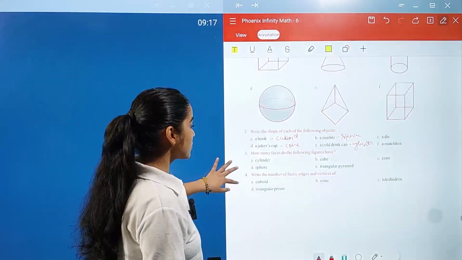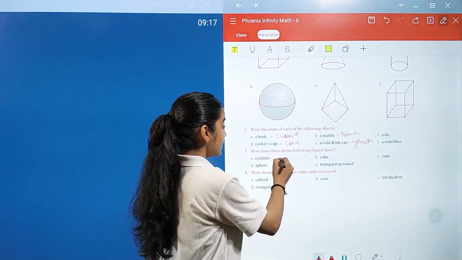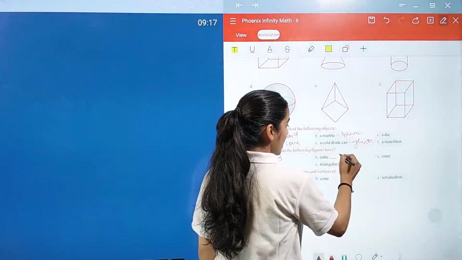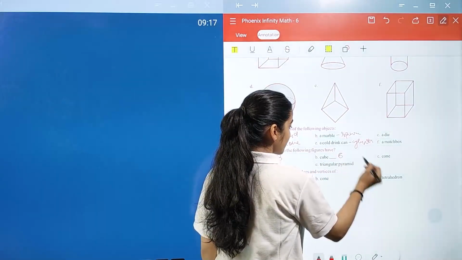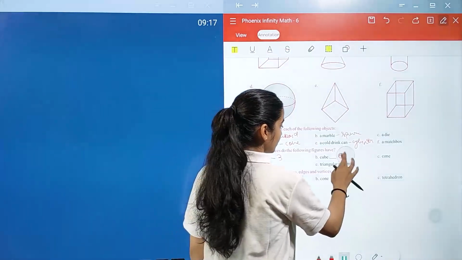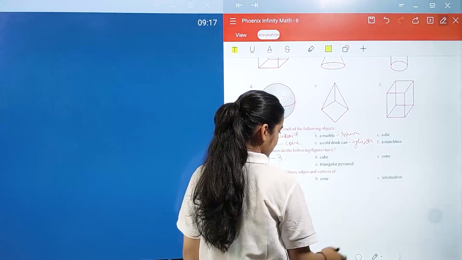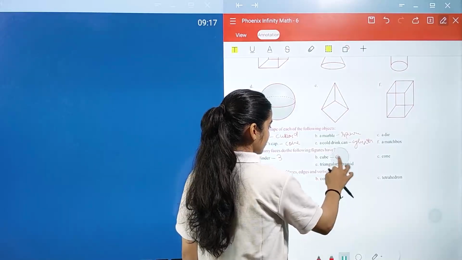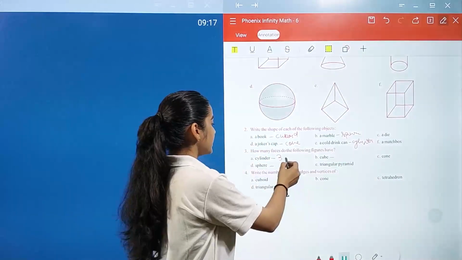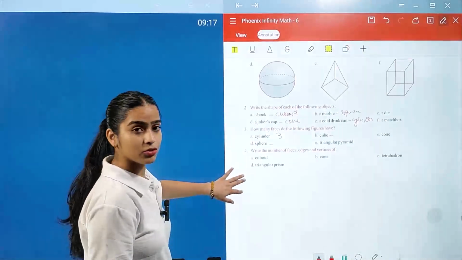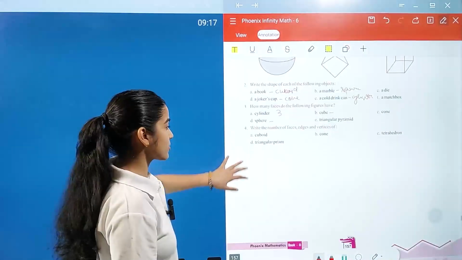Now how many faces do the following figures have? Cylinder, three faces. Sphere, only one curved face. Cube, we have six faces. So in cylinder we have three and in sphere we have one. Accordingly you have to write your answer for the rest of the following.